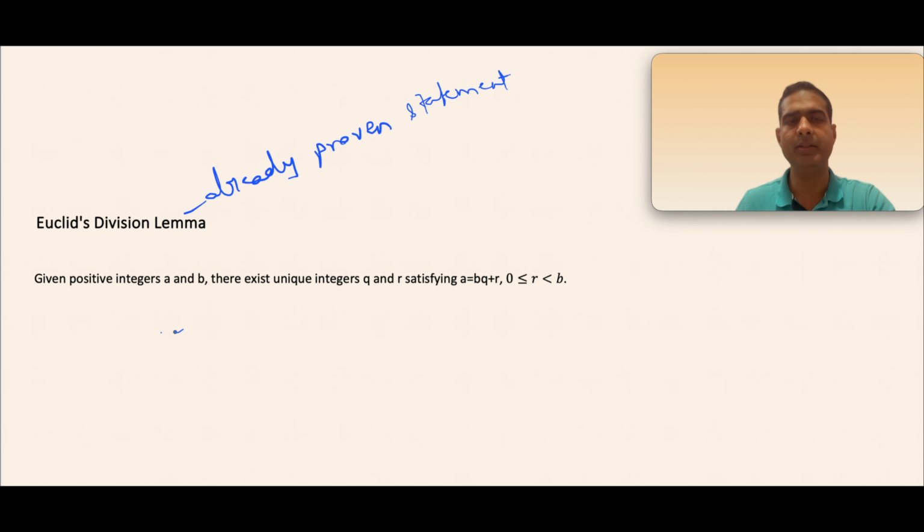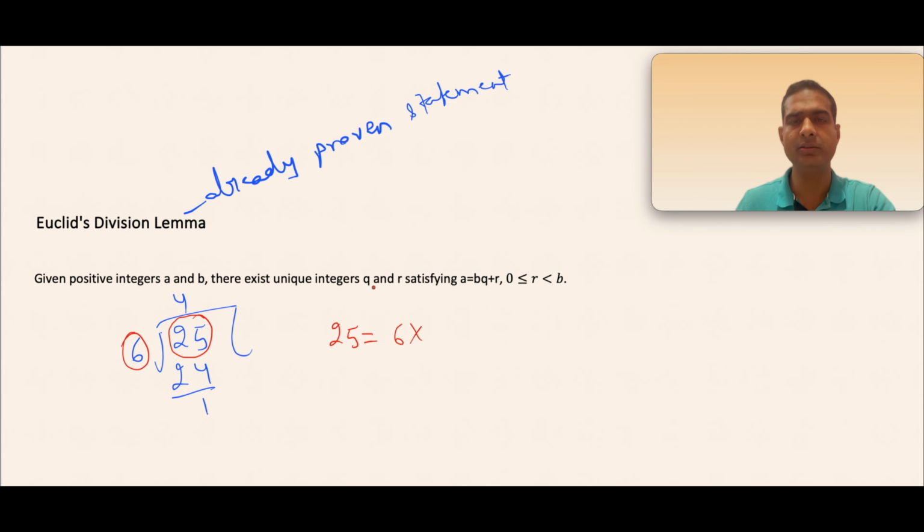Like if I have to divide 25 by 6, so we will go, quotient will be 4 and 6 4s are 24, remainder will be 1. So given two positive integers a and b, here a is 25 and b is 6. So we can write 25 is equal to b, that is 6, into, we will get two unique integers q and r, that is 4 plus 1.